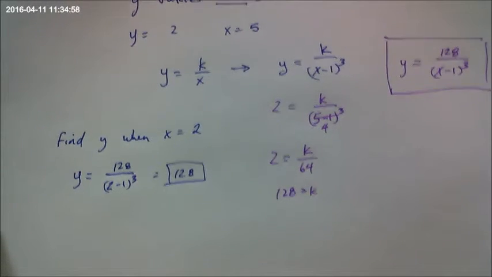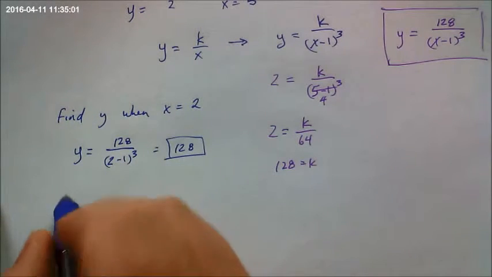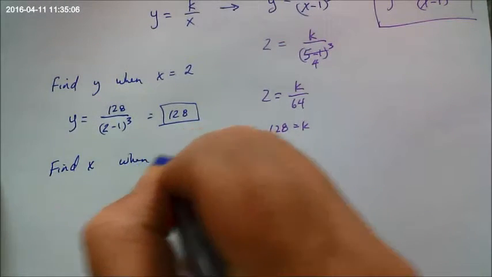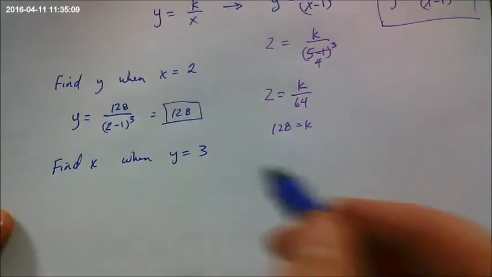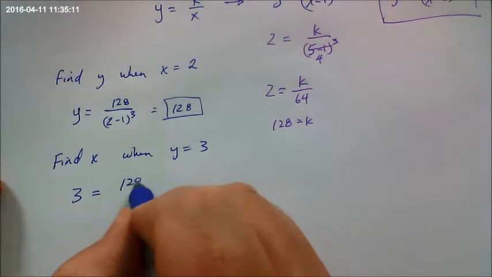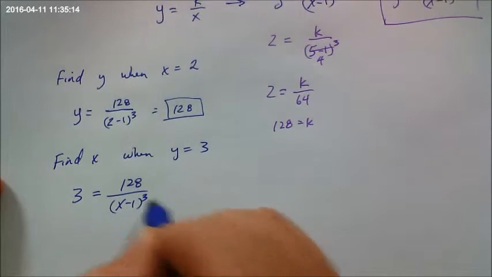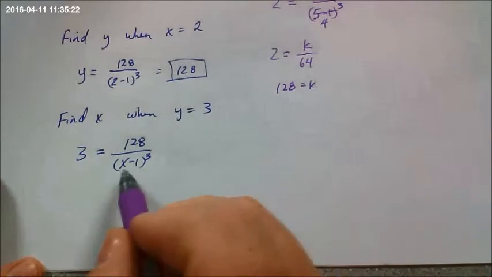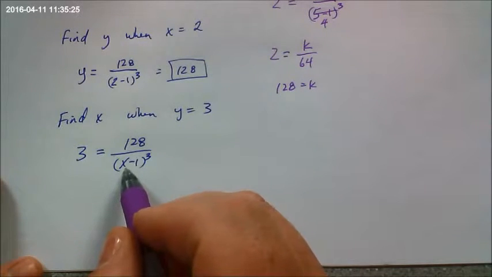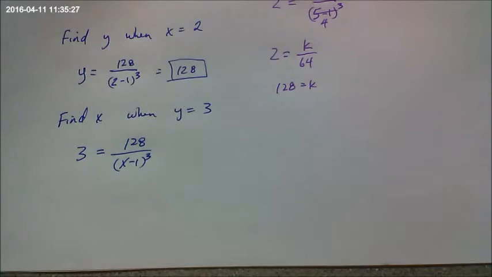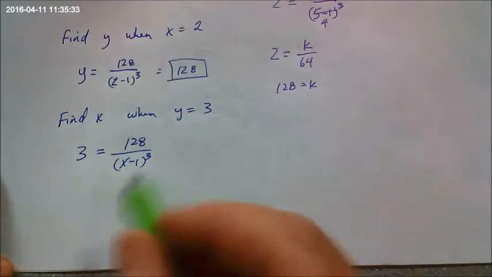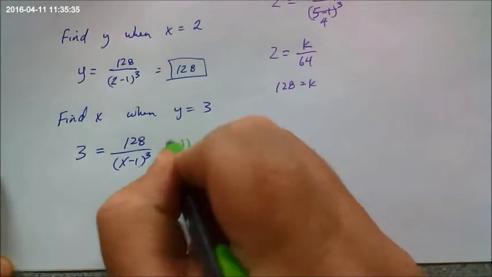Now the trickier kind is, say y is 3. Find x when y is 3. So this is trickier: 3 equals 128 divided by x minus 1 cubed. It's trickier because we have to do some inverse operations. The thing we have to solve for, x, is in the denominator, which makes this a little cumbersome. So I would like to make it the numerator, so I'm going to multiply both sides by x minus 1 cubed.